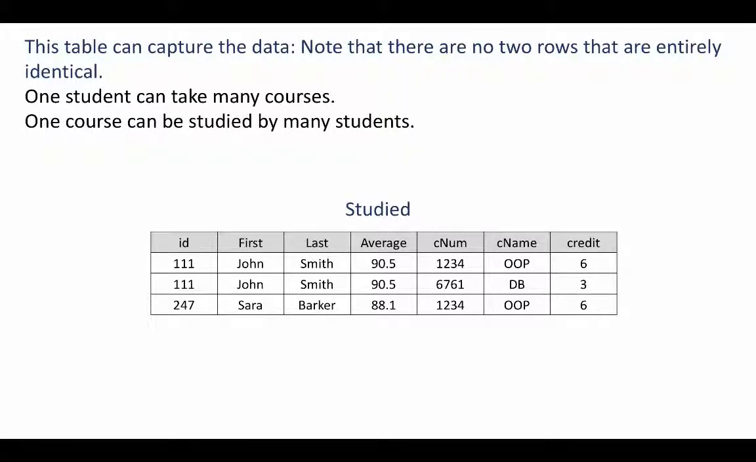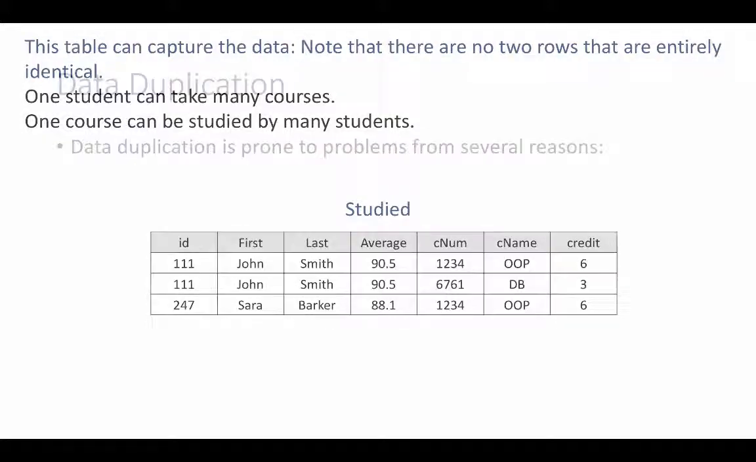One course can be studied by many students. You can see that the course OOP is taken by two students and the details of OOP appear twice, but each time with a different student. So this table definitely can capture all the data we want about which student studied which course.